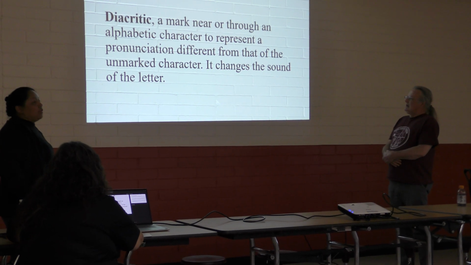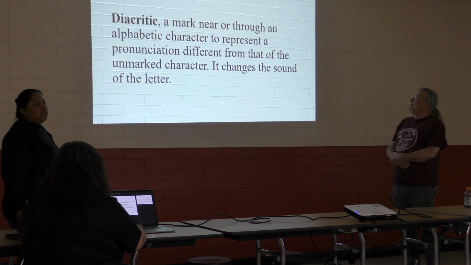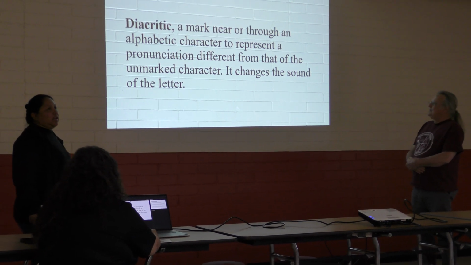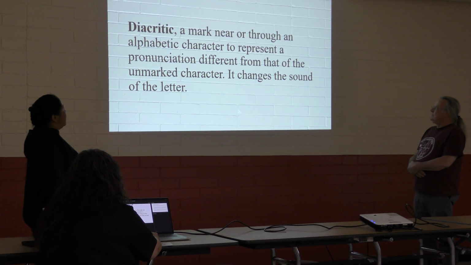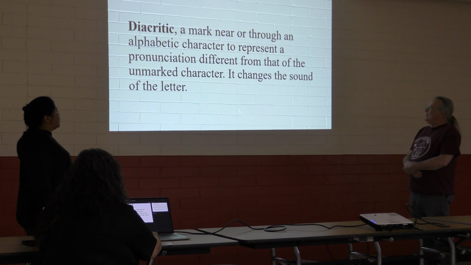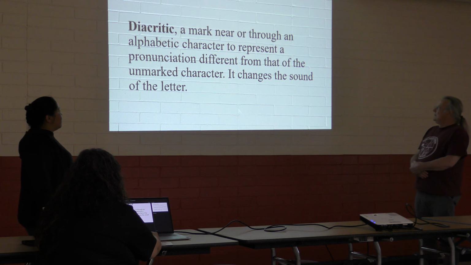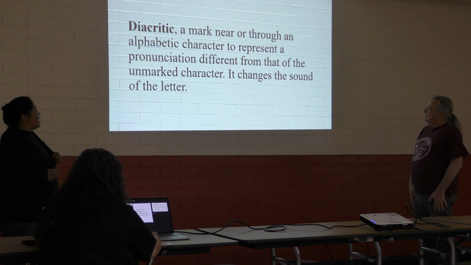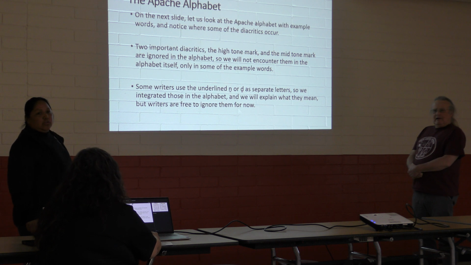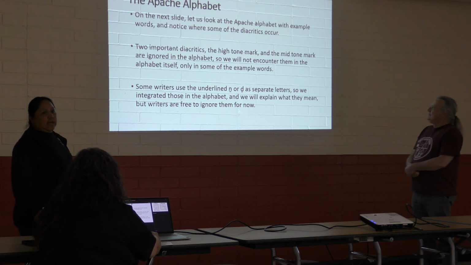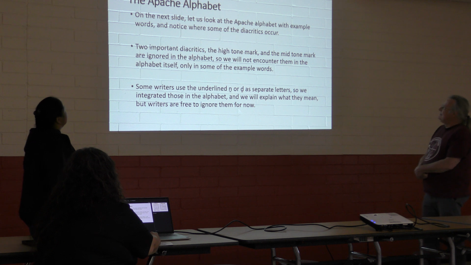So today we're doing diacritics with the vowels. We didn't do the alphabets yet, but we're doing vowels today with the A-E-I-O-U. A diacritic is a mark added to an alphabetic character to represent a pronunciation different from that of the unmarked character. It changes the sound of the letters. So it's like how you use your glottal stop, high tone, mid tone, and how you pause when you say certain words in Apache, so that you'll learn to speak Apache.